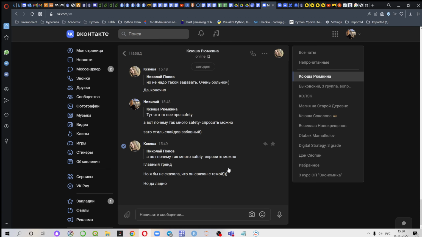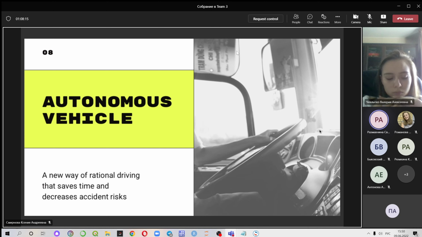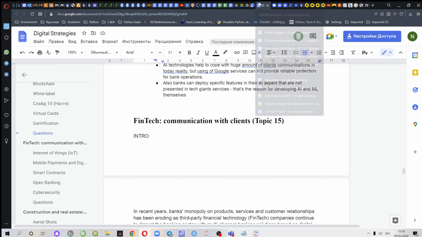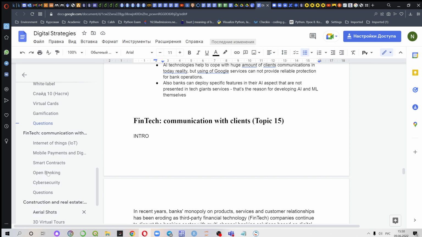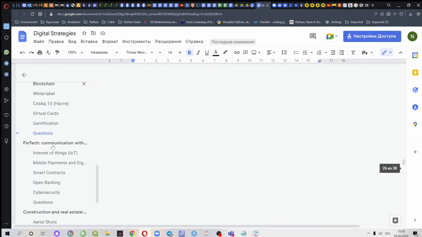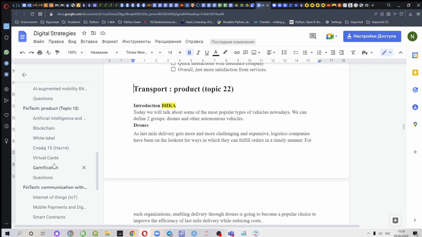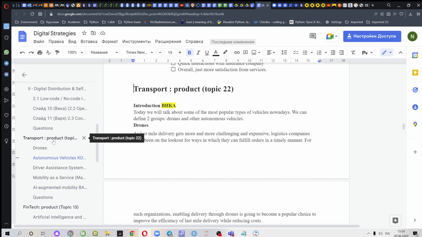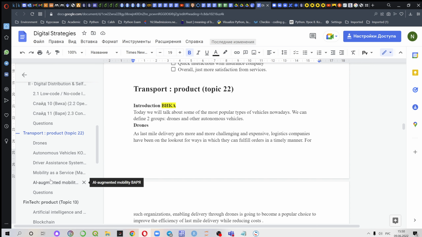Now we go to the next technology, autonomous vehicles. These technologies have given rise to the prospect of autonomous vehicle technology, which aims to reduce crashes, energy consumption, pollution, and congestion, while at the same time increasing transport accessibility. As for customer communication, this technology provides a new way of rational driving that saves time and decreases accident risks. The rapid development of communication technology and the need to cater to the aging population in developed countries has potentially made AVs a necessity and a vital business paradigm.